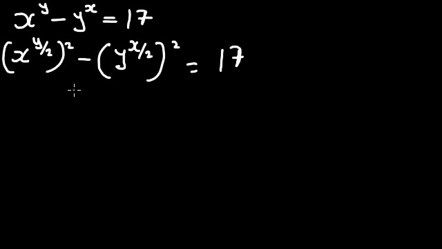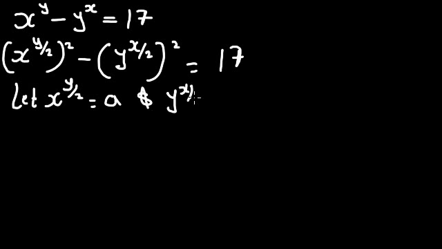Now, let's try to make some new substitution. So let x to the power of y over 2 be equal to a new variable a, and y to the power of x over 2 be equal to a new variable b. And this clearly implies that we now have a to the power of 2 minus b to the power of 2 equal to 17.